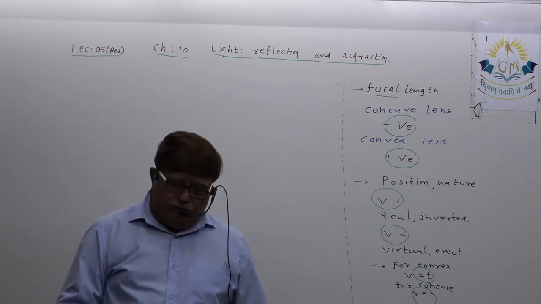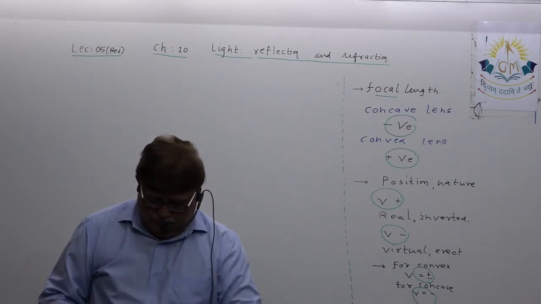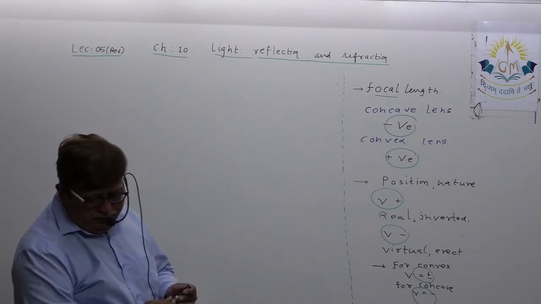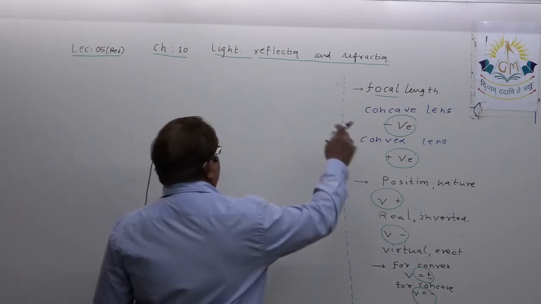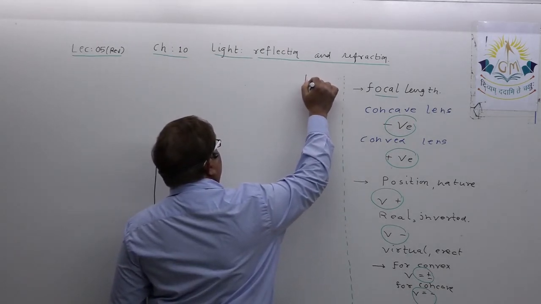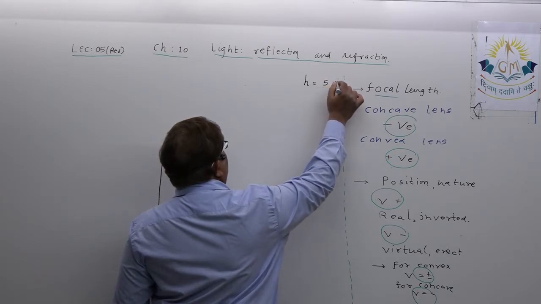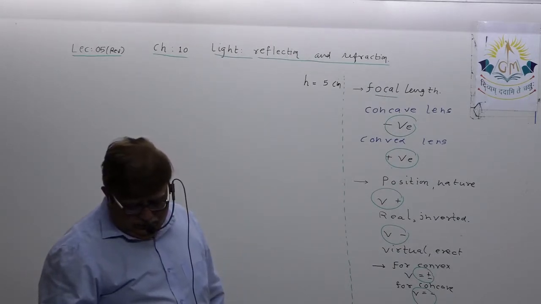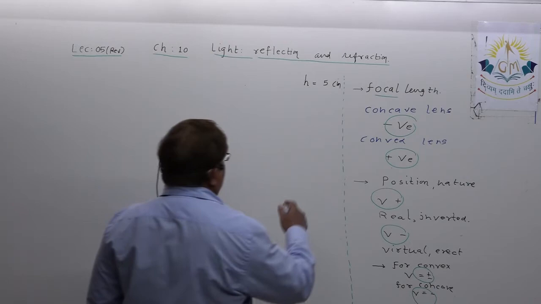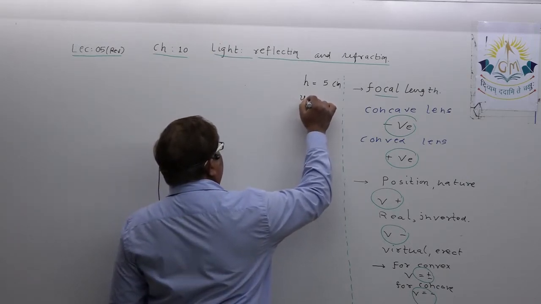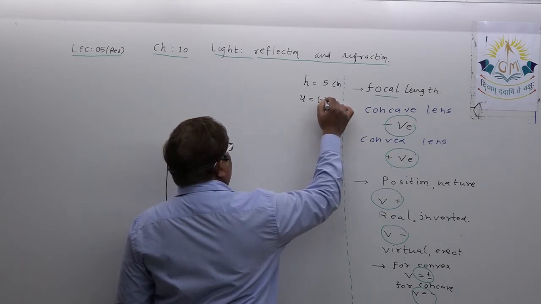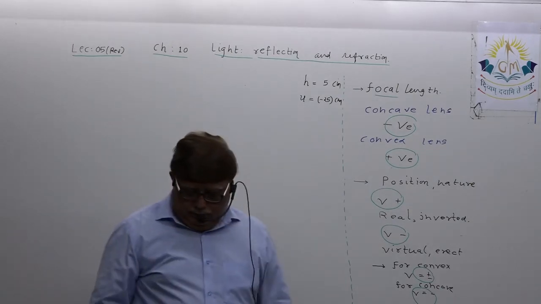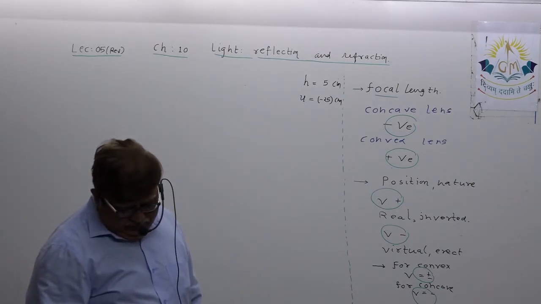Okay. Now, dear student, before we discuss this, you please note down what is mentioned. Height of the object has been given, that is 5 centimeter. It is 25 centimeter away. So U has been mentioned, which always remains negative. U equal to minus 25 centimeter.